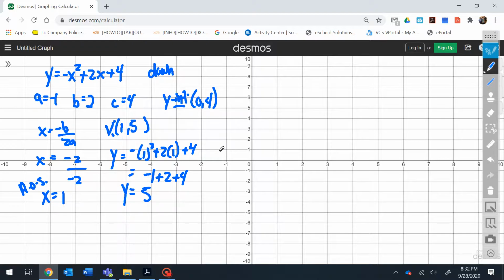Alright, so this is all the information we need to graph this. Our axis of symmetry is a vertical line that goes through 1 on the x-axis. The actual vertex is at 1, 5. The y-intercept is at 0, 4, so that's right here. To reflect that would be on the other side over here, and then we can draw our parabola.